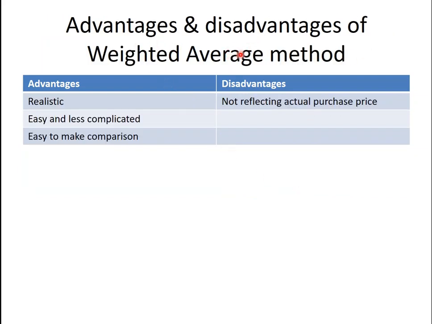Advantages and disadvantages of weighted average method. First is advantages. It is realistic, easy and less complicated, and easy to make comparisons because there is only one price. Disadvantages: not reflecting the actual purchase price.